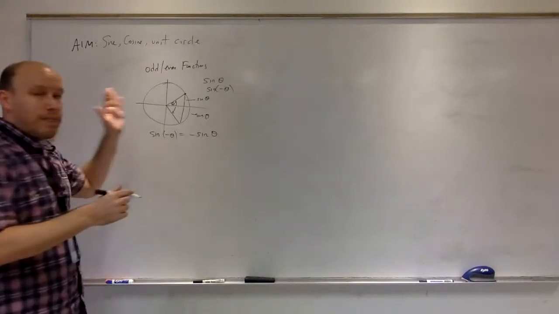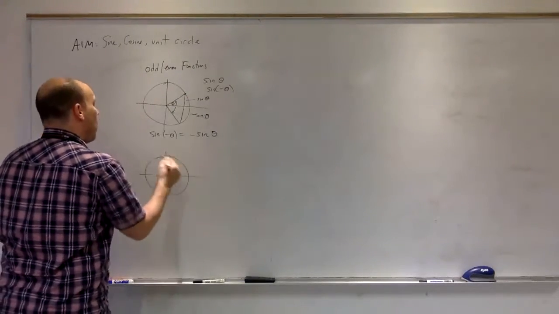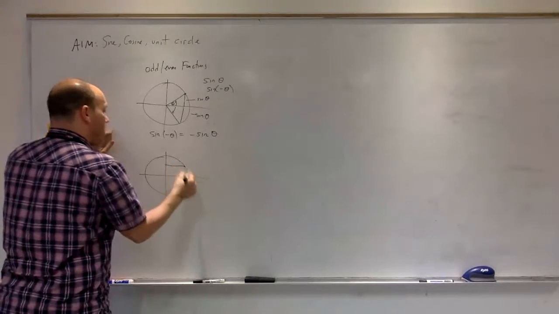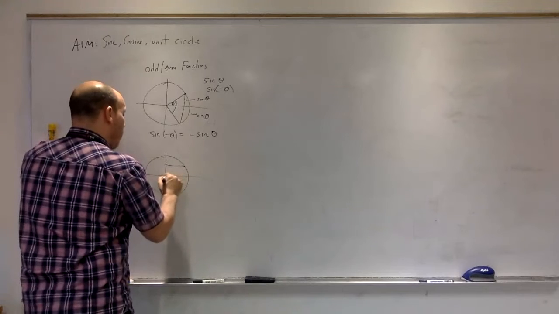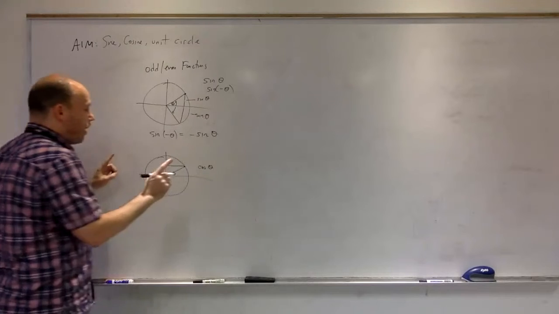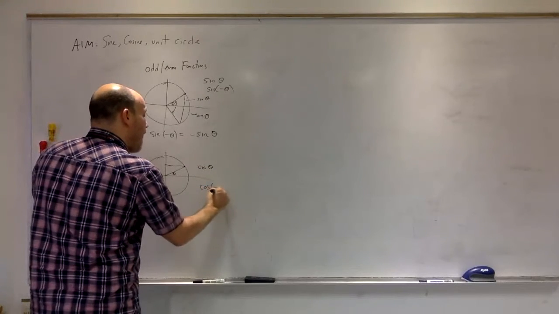Cosine, once again, is the distance from the y-axis. Let's take another unit circle. Let's put that same angle. Here's the distance. So there's some angle, right? Here's cosine of theta. The question is, what happens when we have the cosine of negative theta?